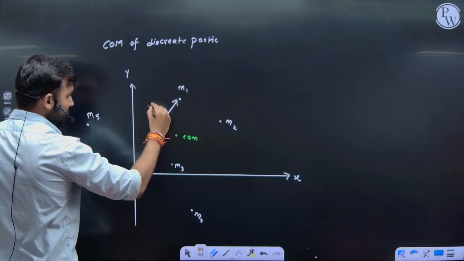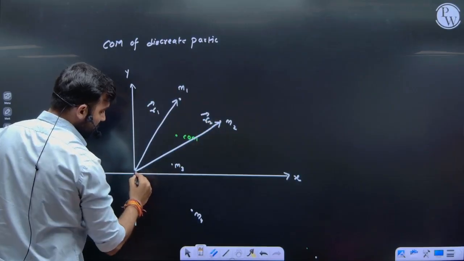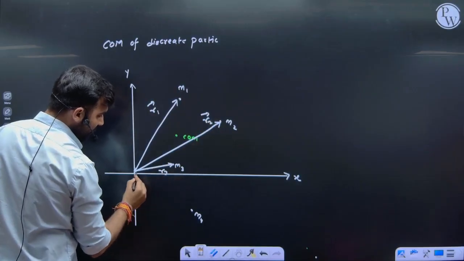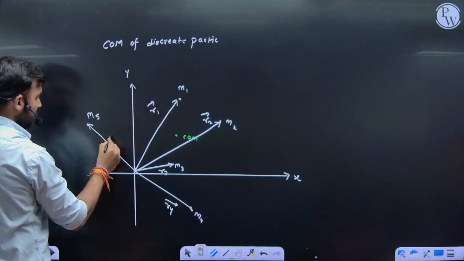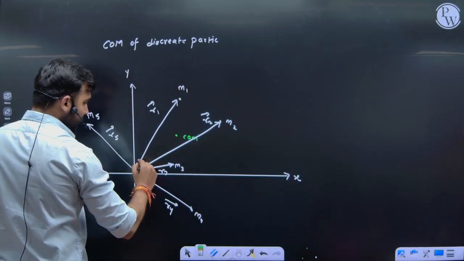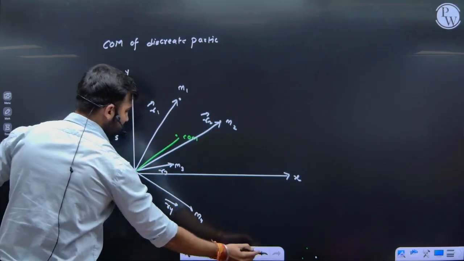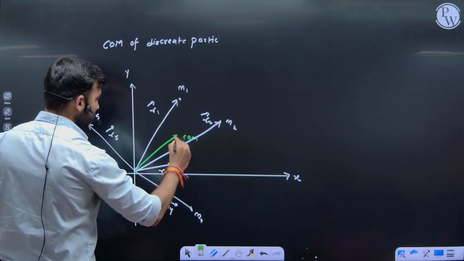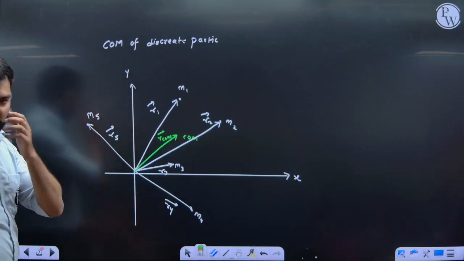So this is R1 vector. This is R2 vector. R3 vector. R4 vector. R5 vector. Correct or not? And this center of mass, I am saying its position vector is like this. So can I write this as position vector of center of mass?